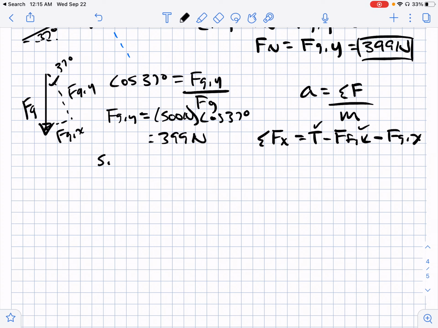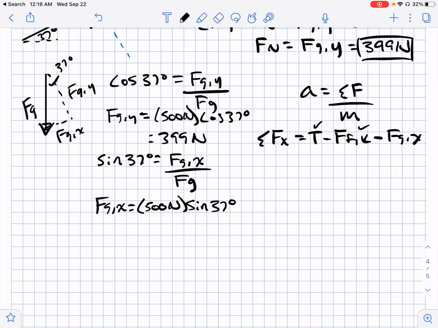And we're going to use the sine function of our triangle over here. So sine 37 degrees is equal to the x component over Fg. So your x component is going to equal 500 newtons times sine 37 degrees. And when you punch that in, you end up with about 301 newtons. So now we also know our Fgx. So we can solve for our net force.